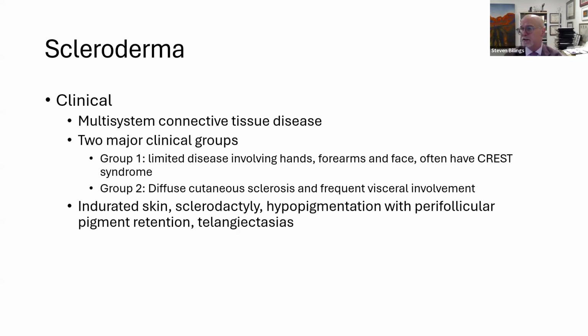Group 1 disease is more limited, involving the hands, forearms, and face, and often has CREST syndrome. The diffuse group, group 2, has more diffuse cutaneous sclerosis and even frequent visceral involvement. And clinically, patients have indurated skin. They can develop sclerodactyly, hypopigmentation with perifollicular pigment retention, and telangiectasias.